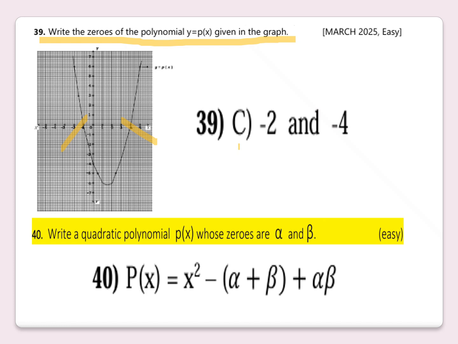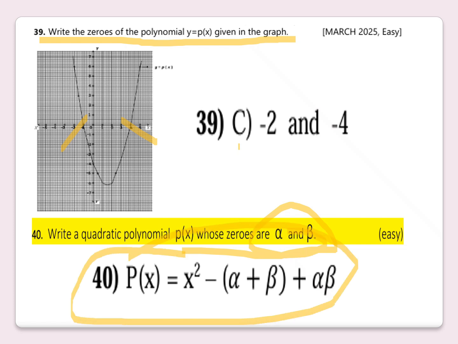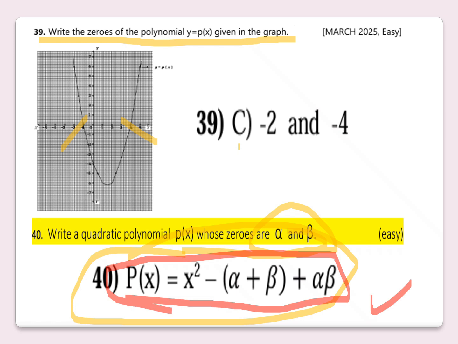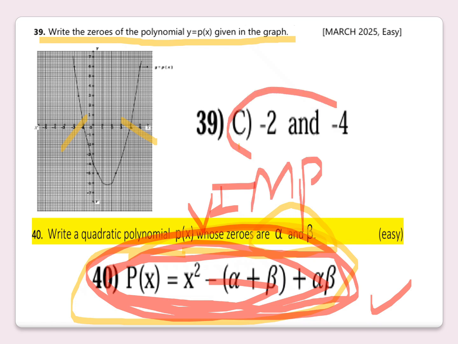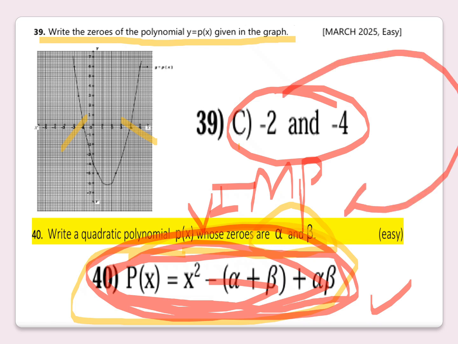Question number 40. Write a quadratic polynomial p of x is equal to f of x whose zeros are alpha and beta. That can be written as, this is a very important formula I told you in the polynomial playlist, check it out. P of x is equal to x square minus alpha plus beta x plus alpha beta. So this is a very important formula. You have to remember, when the sum and product are given, then you can convert it into the form of an equation by using this formula.